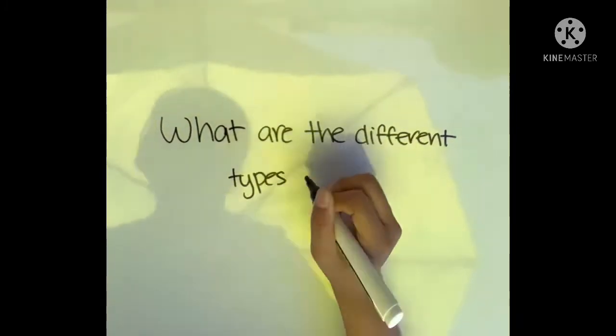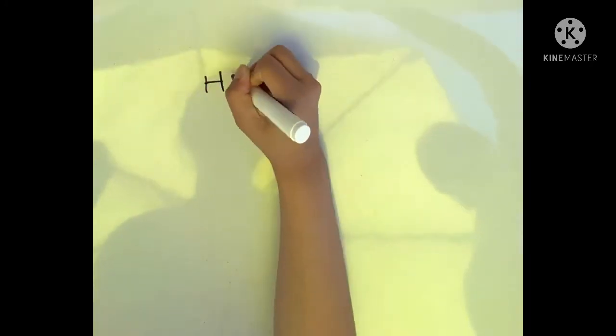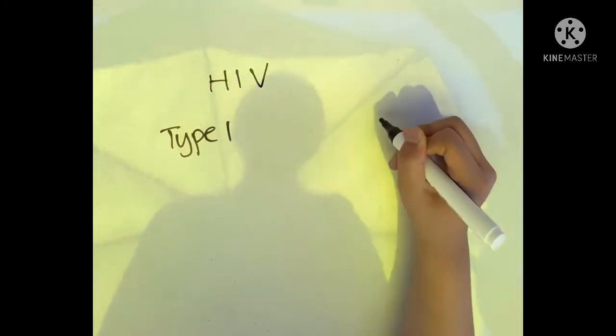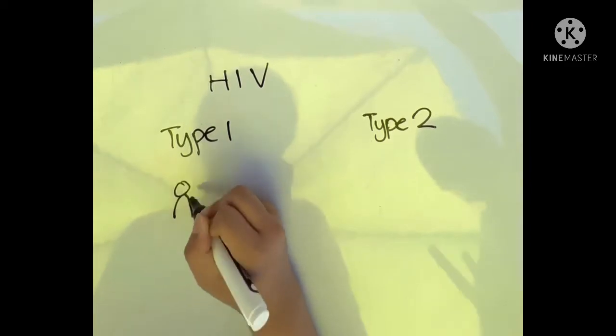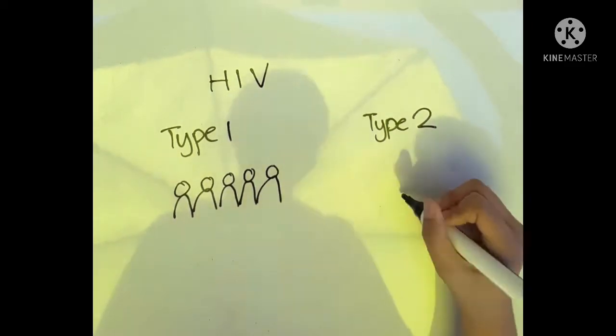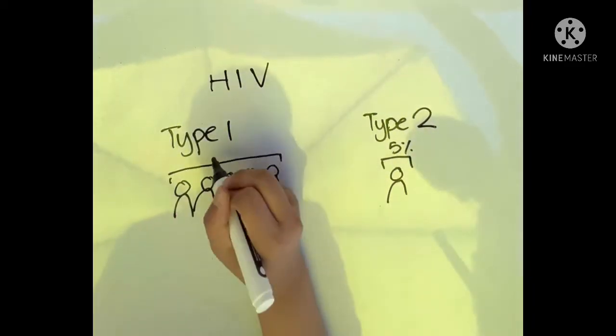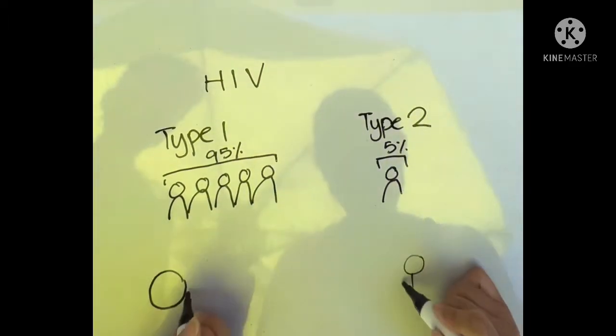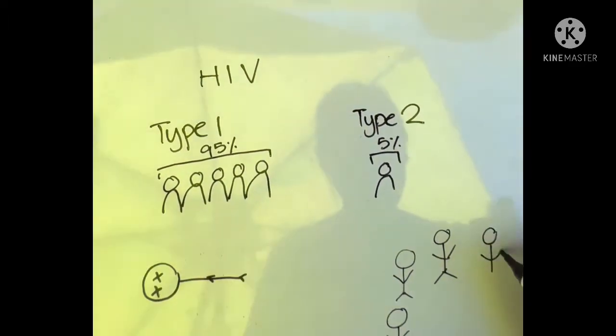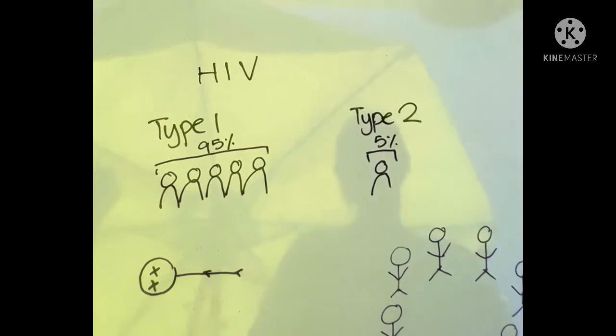What are the different types of HIV and AIDS? HIV type 1 is the more common type. It accounts for 95% of HIV cases and spreads more easily than type 2, which only accounts for 5% of cases, most of which are currently in Western Africa. HIV type 2 is also less fatal and progresses more slowly than type 1.